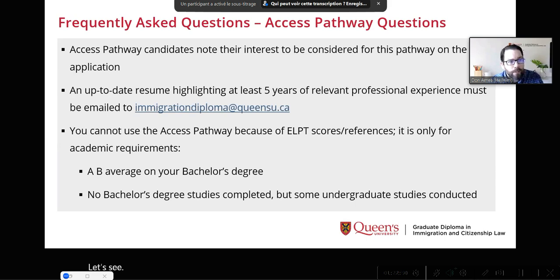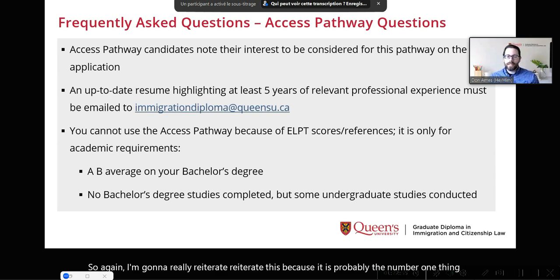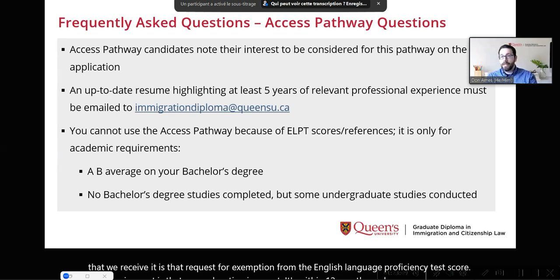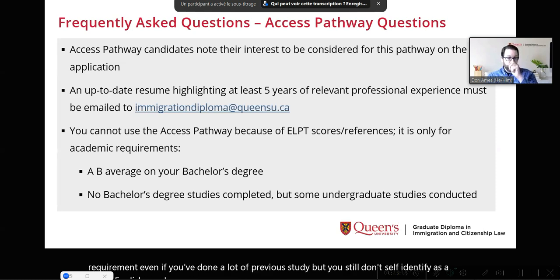So again, I'm going to really reiterate this because it is probably the number one thing that we receive. It is that request for exemption from the English language proficiency test score. Our requirement is that your education is recent. It's within 12 months, and that's the requirement. Even if you've done a lot of previous study, but you still don't self-identify as a native English speaker, if your previous study was done a couple of years ago, 5 years ago, 10 years ago, at this point, it's not an exemption from the ELPT requirement.